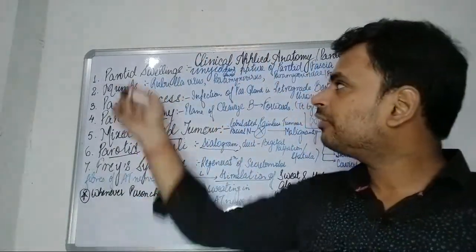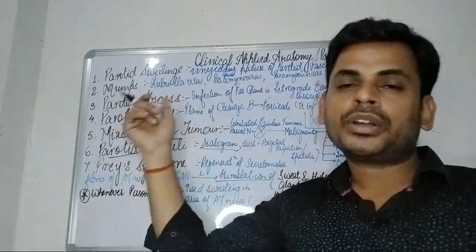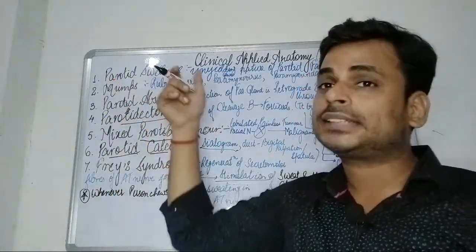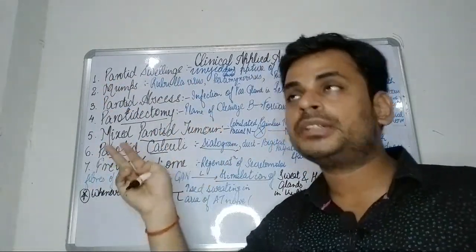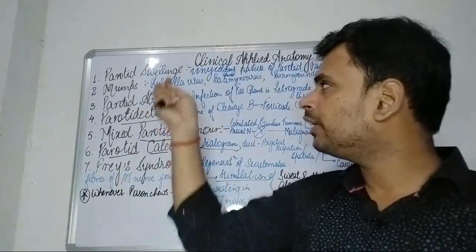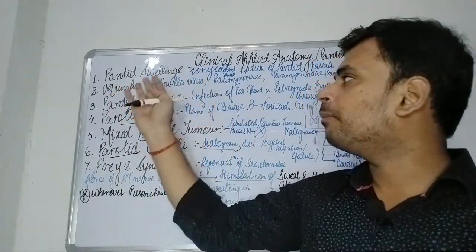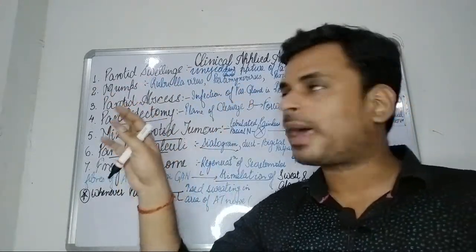Just to summarize: firstly, it is the parotid swellings. These are due to the unyielding nature of the parotid fascia, and parotid swellings are very painful. Next is mumps, which is a viral infection causing severe pain, mostly seen in young children. The mumps virus has a very strong affinity towards the parotid gland.